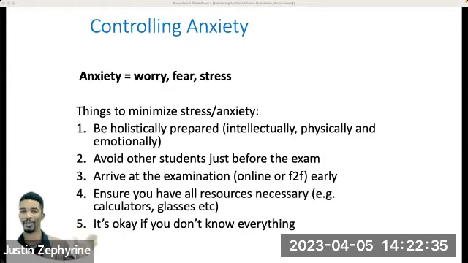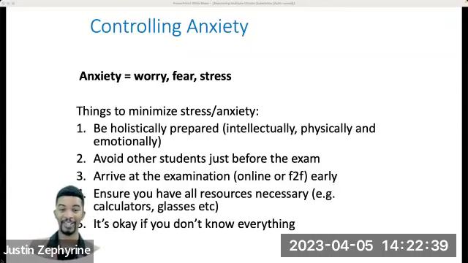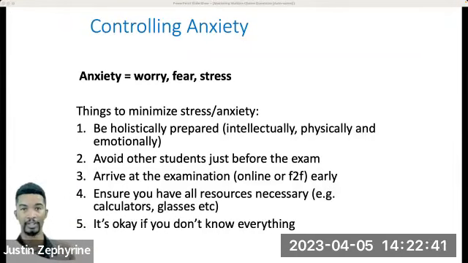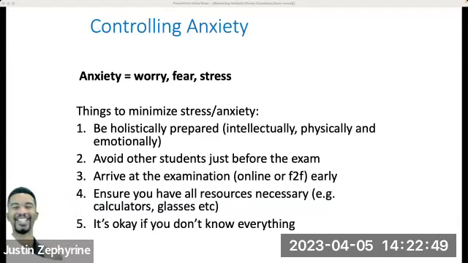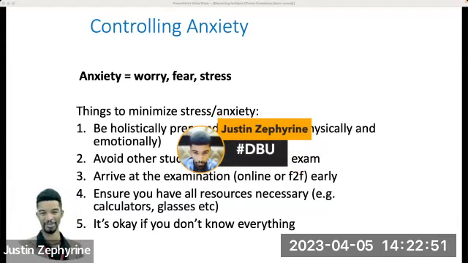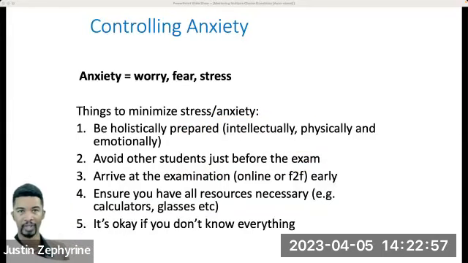So it's okay if you don't know everything. As I say, don't be tough. Hashtag DBU, don't be tough, right? Once you know enough, then you can navigate your way through. Any questions so far? And hashtag don't be tough, DBU. I know you're familiar with that. Any questions so far on these tips?